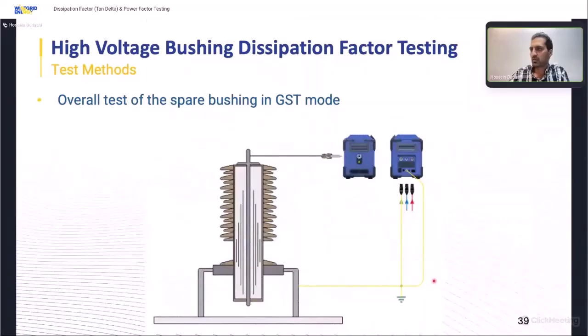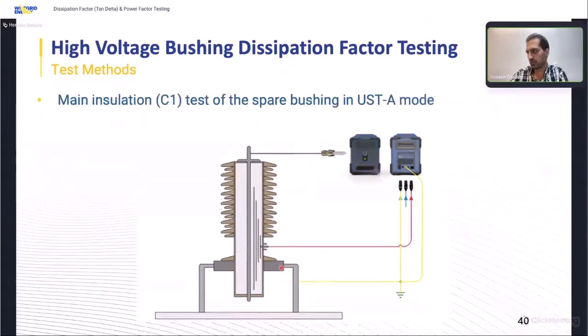So the first test method is called overall test of the spare bushing. When we have a spare bushing, before installation, we can test it in overall mode. We just need to apply voltage from the center conductor, then connect the test equipment to the bushing flange and measure in GST mode. The other test method is the main insulation test, I mean C1 of the spare bushing. We apply voltage from the center conductor, connect input A or input B of the test device to the test tap, and we measure in UST A or B mode just C1 of the bushing.